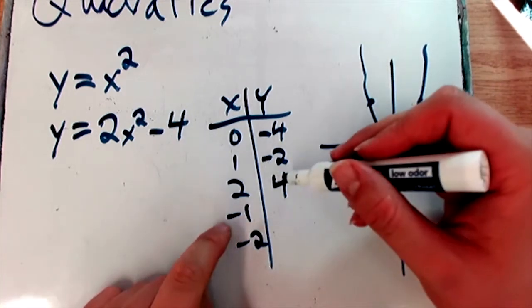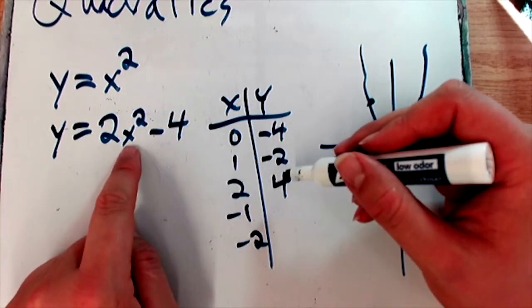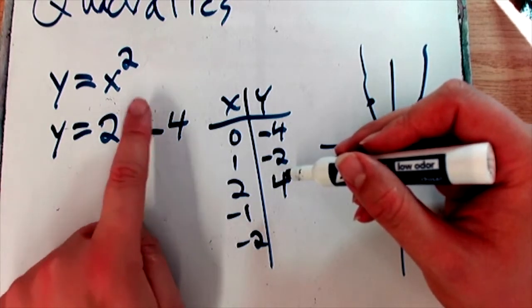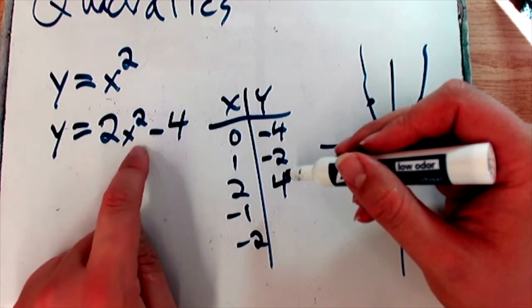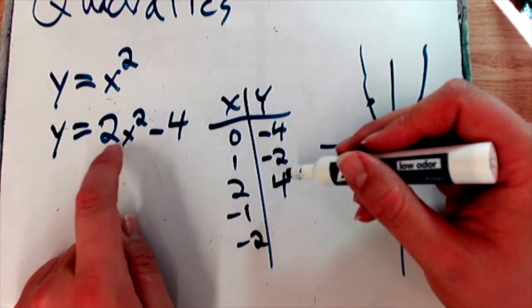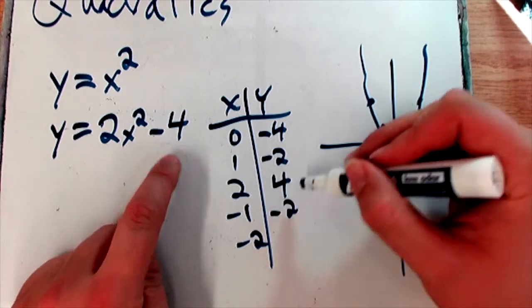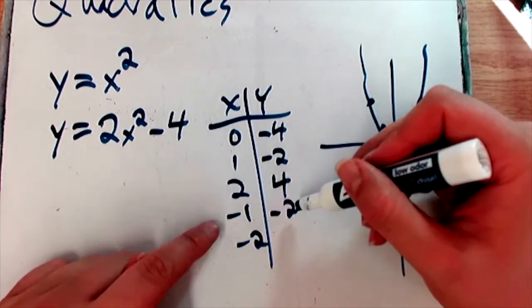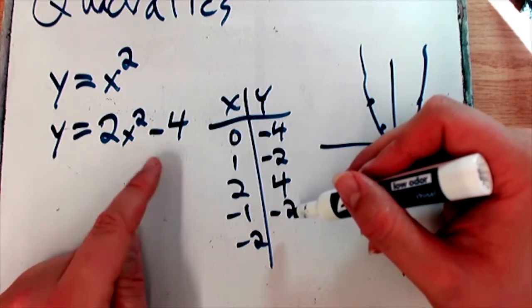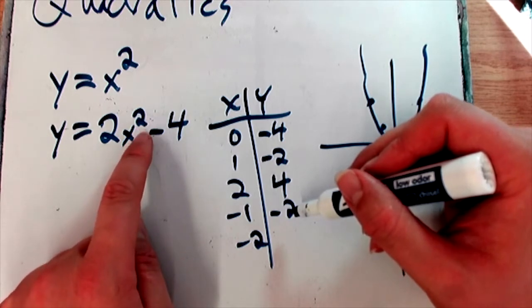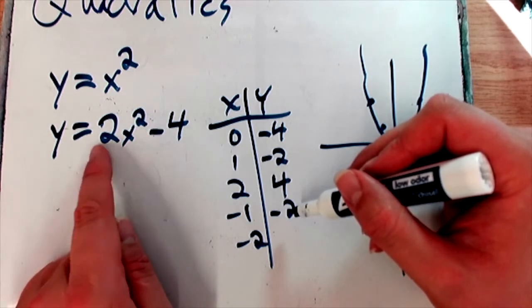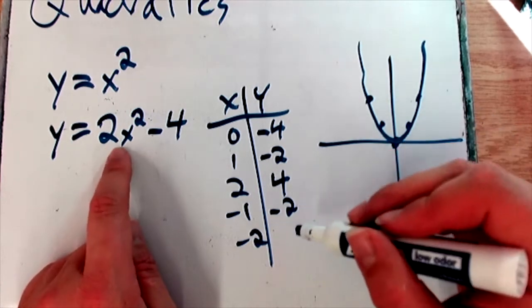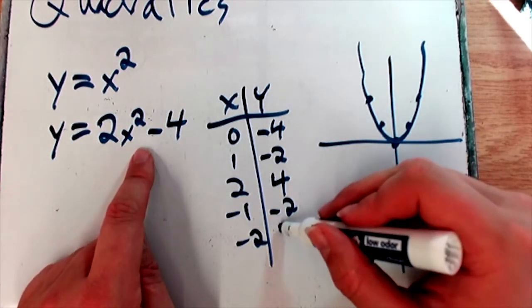And I'll just let you know right now that if I plug in minus 1, that's positive 1. Positive 1 times 2 is 2. 2 minus 4, negative 2. You'll see that it's mirrored here. Negative 2 squared is positive 4. Positive 4 times 2 is 8. 8 minus 4 is 4.